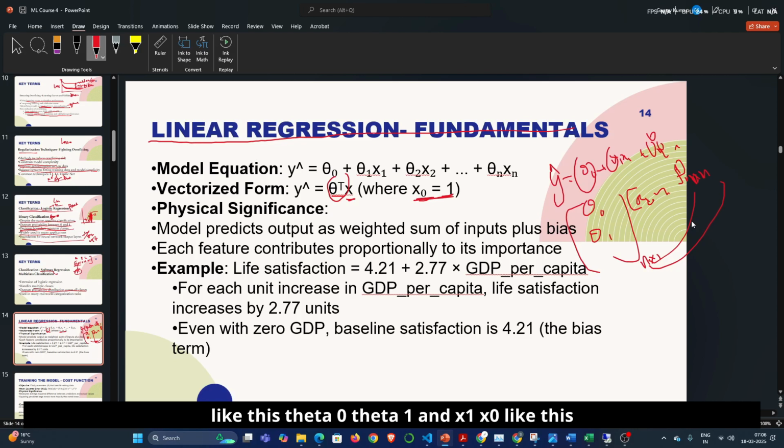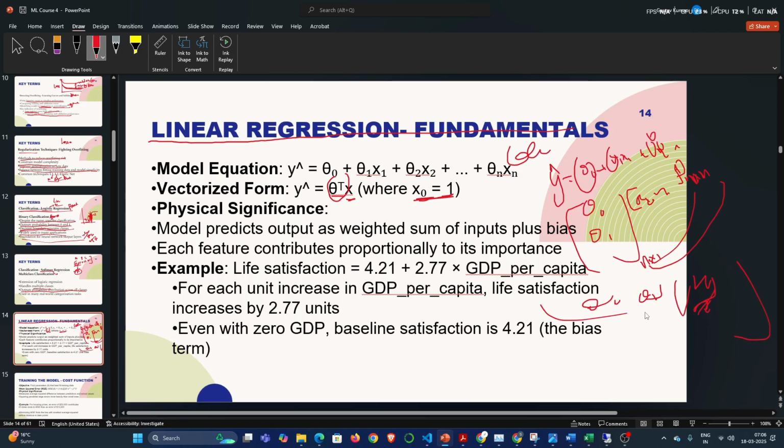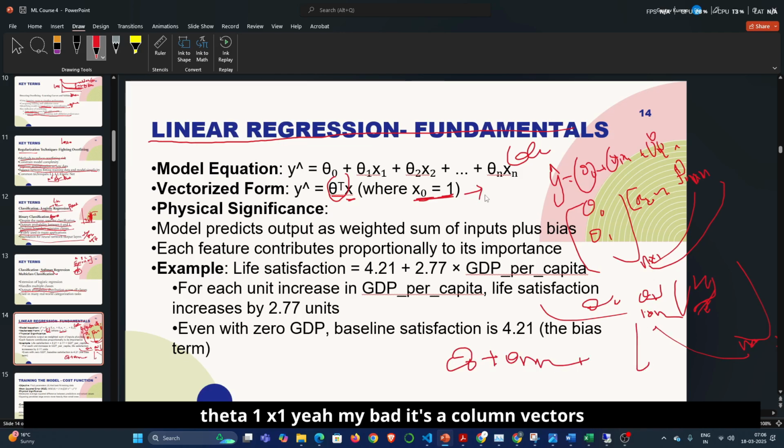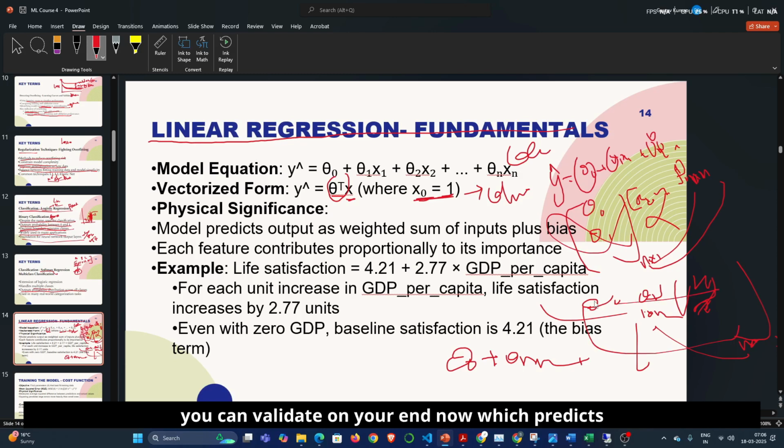Or I think it's a column vectors. It should be like this: theta 0, theta 1, and x1, x0, like this. 1 into n into 1, n cross n, so it will be theta 0, theta 1, x1. Yeah, my bad. It's a column vectors, these two. I have not mentioned it here; it will be like this. You can validate on your end.